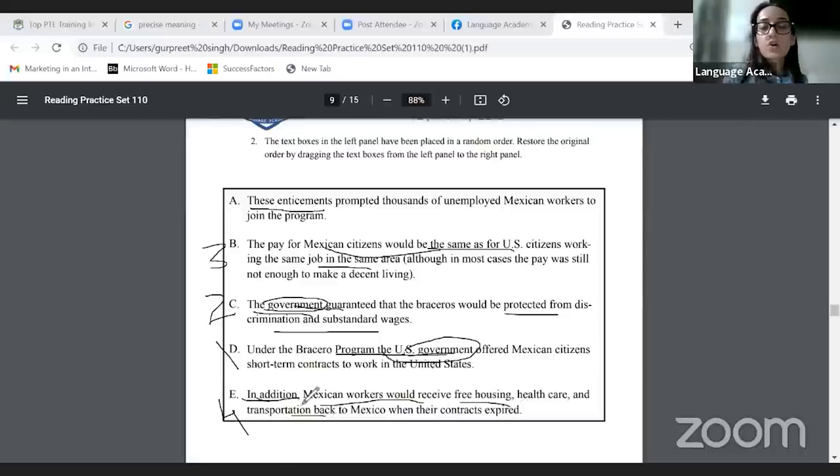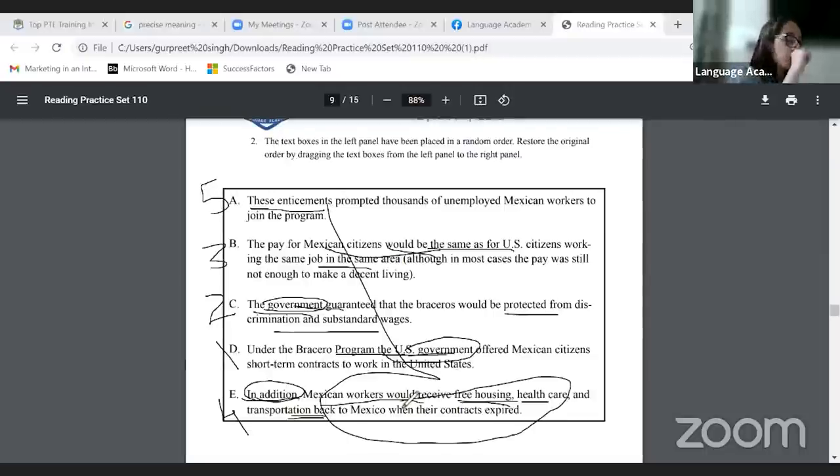So connectors always make the question very, very easy. And once you talk about they will get the same pay and then they will get free housing, healthcare and transportation, only then you can say these enticements. These means you just talked about these three. So this was again a very easy question.